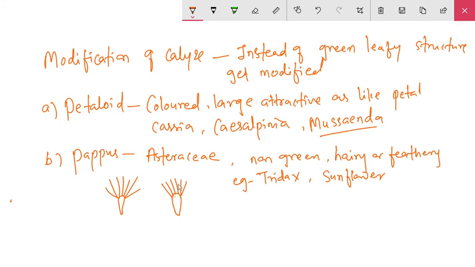Okay, so the crown of this hairy or feathery structure, so here the calyx gets modified into non-green hairy or feathery structure, so it is known as the pappus calyx. Okay, it is a characteristic feature of the family Asteraceae, or it is also known as the Compositae family. Example, Tridax and sunflower. Okay, so this crown helps in dispersal.